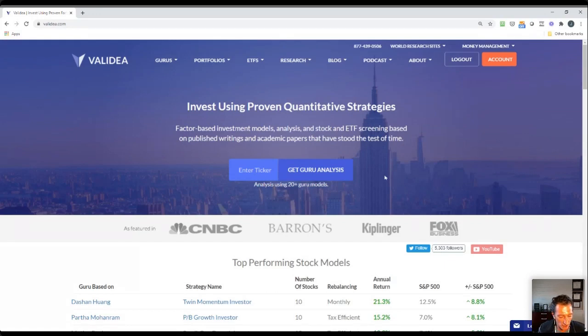So let's start looking at a couple of stocks here. I think I pulled 8 or 9 names, and what I wanted to do is just walk through each of these in a little detail. We won't go nuts with it, but just to demonstrate how our Guru analysis tool works.